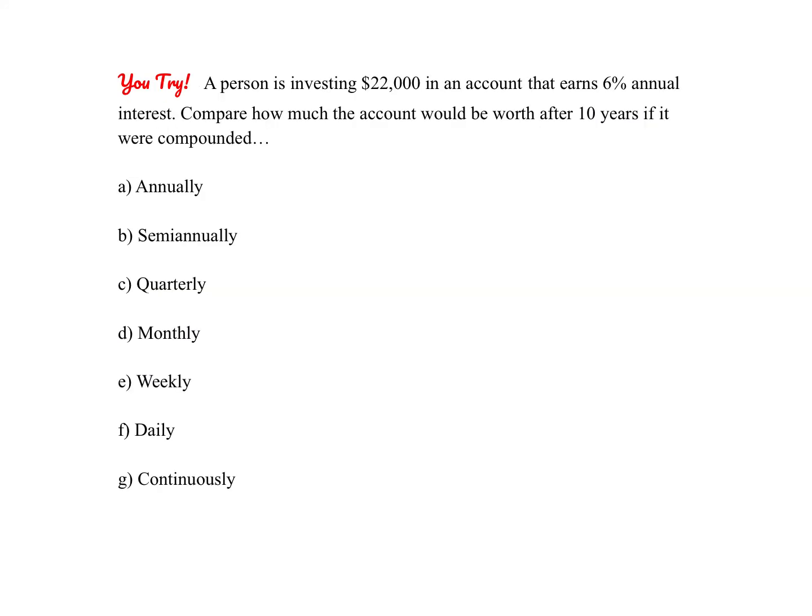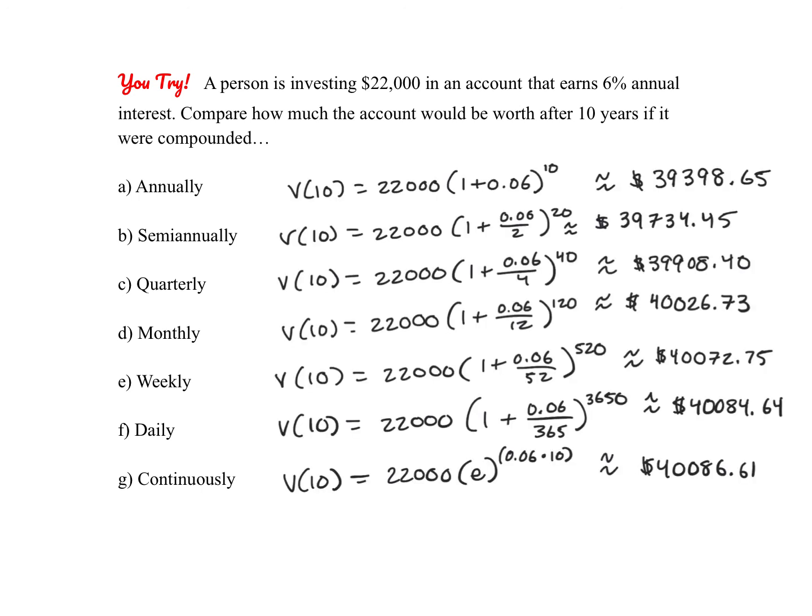All right, so here's the last example for you to try. So please pause the video and hit play when you're ready to check. All right, go ahead and check your work here. So you can see my n value is changing for each one. So n equals 1, n equals 2, 4, 12, 52, 365. And then here we have our continuous growth model.